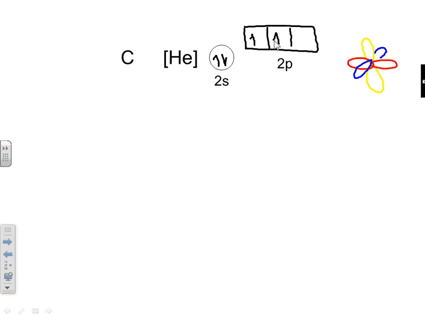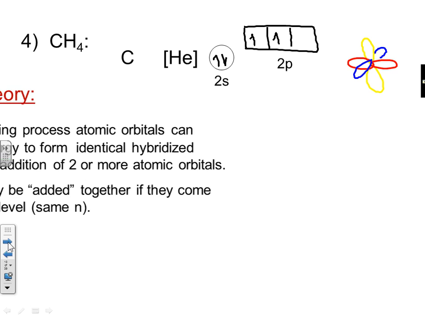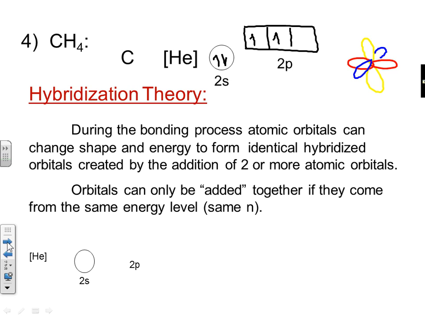So what do chemists and physicists do when they don't see what their theory predicts? They create a new theory. They create a new idea. And the new idea to explain this is called hybridization theory. And I already had you write that down. And this theory, again, treats orbitals as if they're waves. Well, because they are. So we can do that.